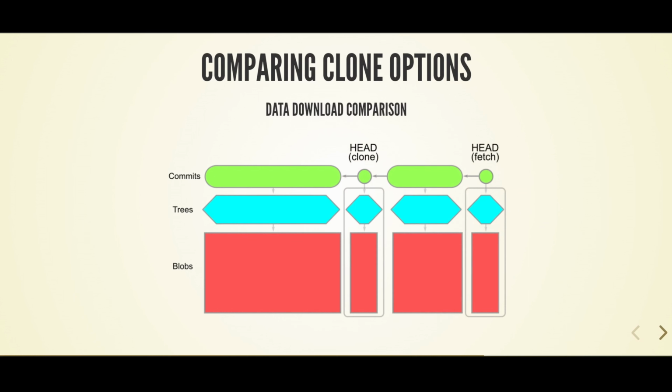This section compares the data download requirements of different clone options. Full clones download all data, while blobless and treeless clones download progressively less, making them more efficient.